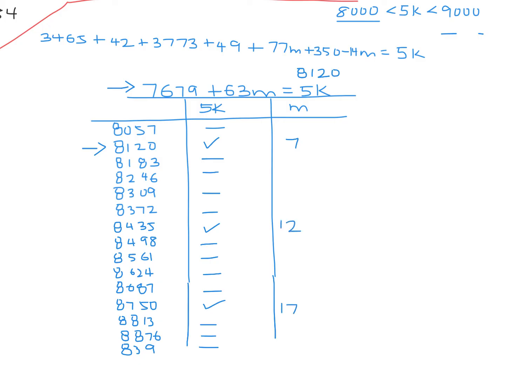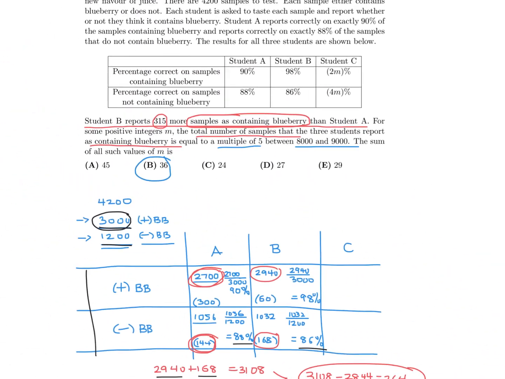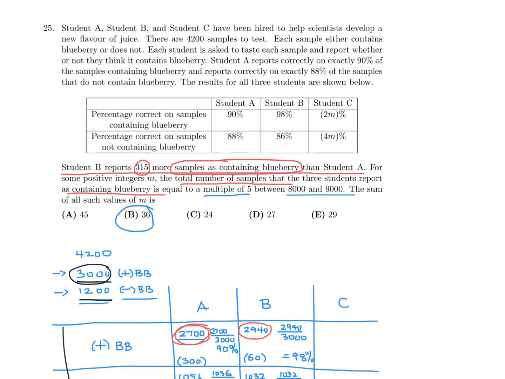And they want you to figure out the sum of those m values. So it would be 7 plus 12 plus 17, which is 36. And that is the answer to this question, B, 36. So let's see, go back. 36 is B, yeah.